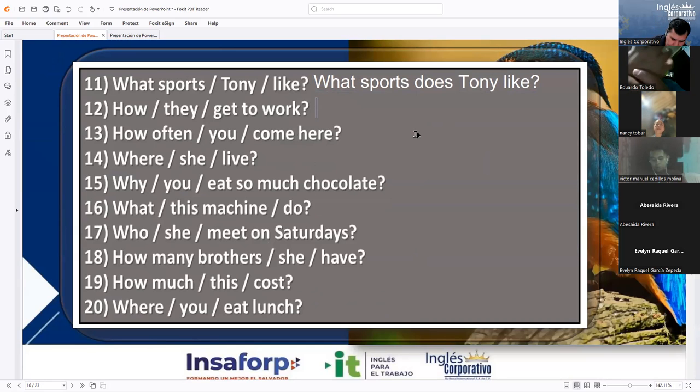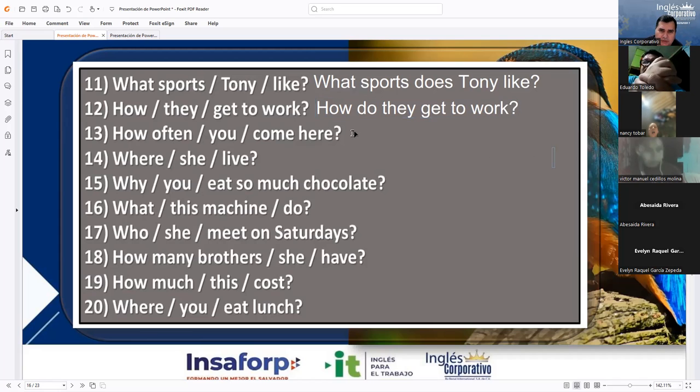Twelve. How do they get to work? By bus. How often do you come here?